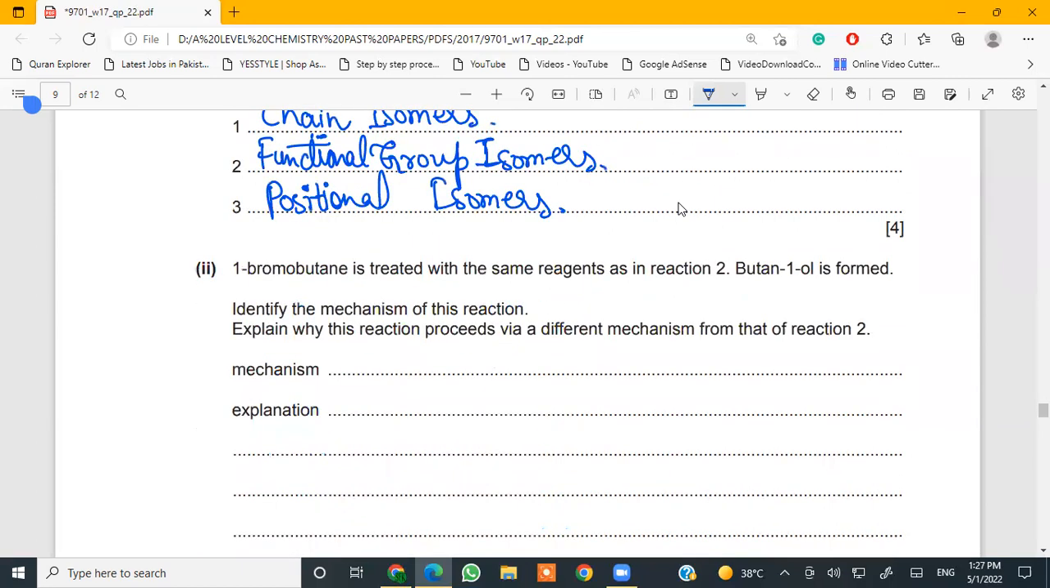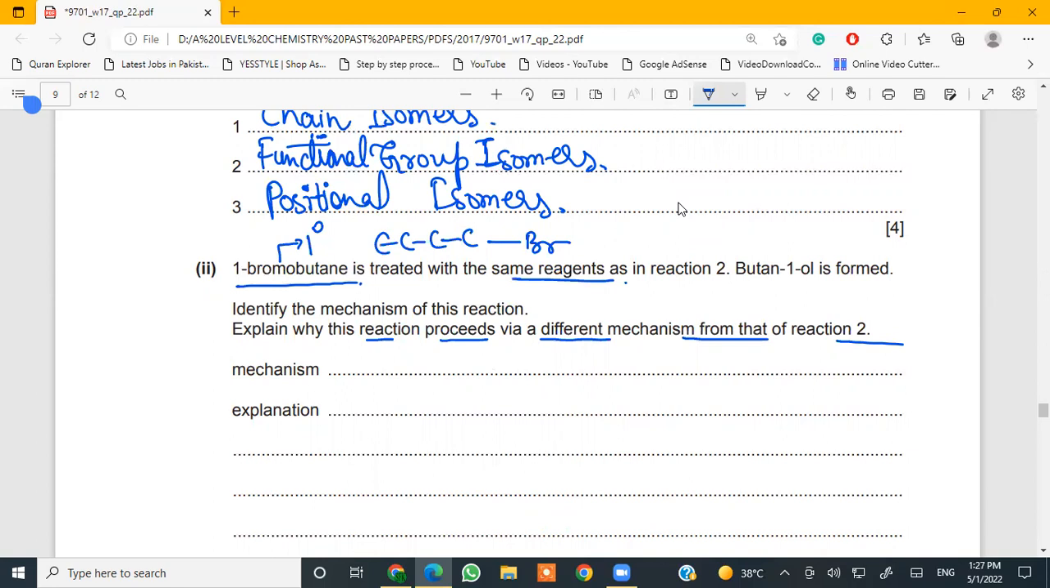1-bromobutane is treated with the same reagents as in reaction 2. Butan-1-ol is formed. Identify the mechanism of this reaction and explain why this reaction proceeds by a different mechanism from reaction 2. This is 1-bromobutane, right? Which means it's a primary alkyl halide. Just look at its formula. Butane means 1, 2, 3, and 4 carbons, and 1-bromo means on the first carbon. So it's a primary alkyl halide, right? The carbon to which the halogen is attached is directly attached to 1 carbon only. All right, it is treated with the same reagent.